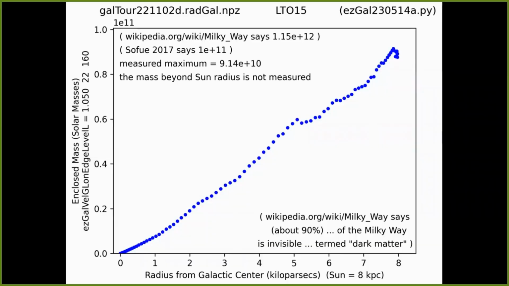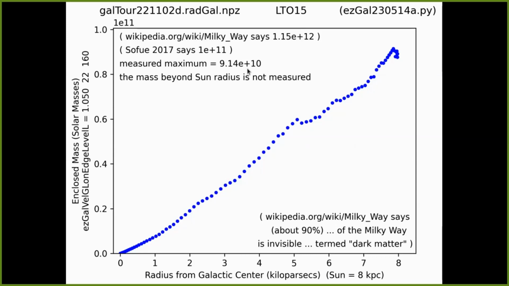The large mass is equal to v squared times r over G. I have those r's, the radius from the galactic center, all the way up to the sun's location at 8 kiloparsecs. And I have those v's, the velocities. The data goes all the way up here. The measured maximum for that top point is about 9.14 times 10 to the 10th.